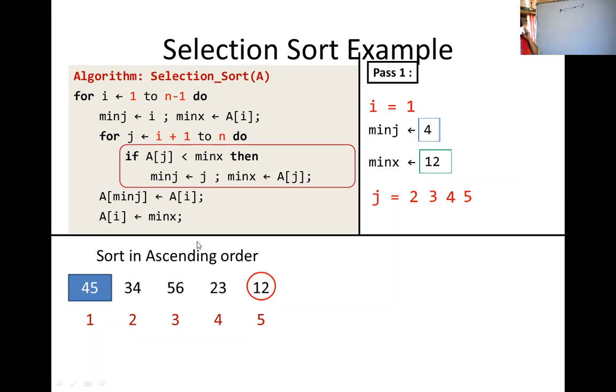For i equal to 1 to n minus 1. This is for passes. So let's execute this pass one by one for the elements 45, 34, 56, 23, 12.